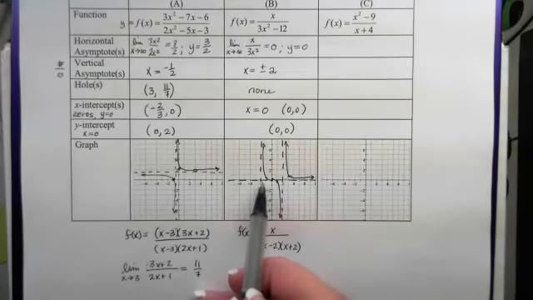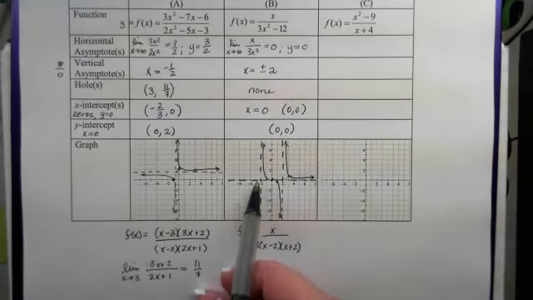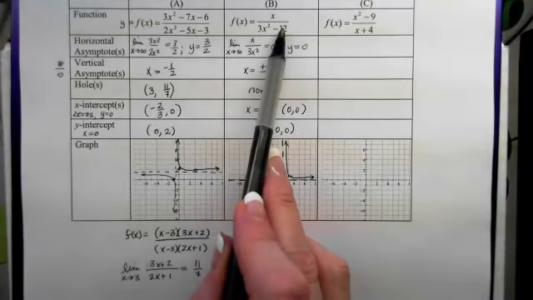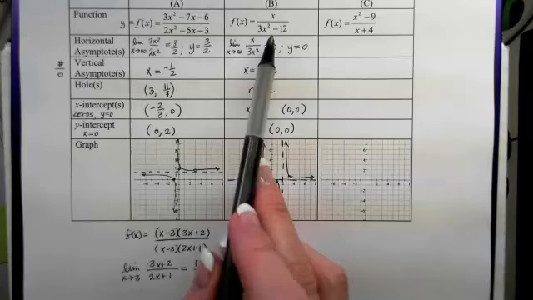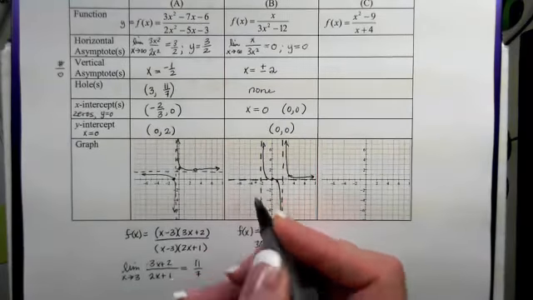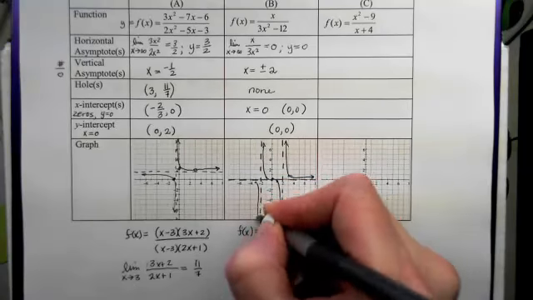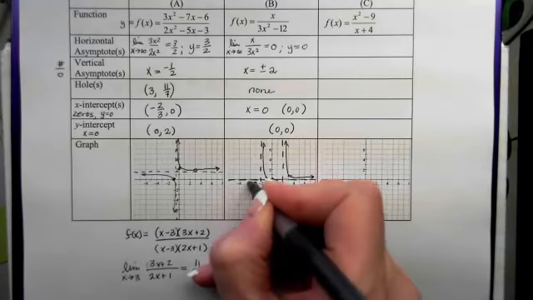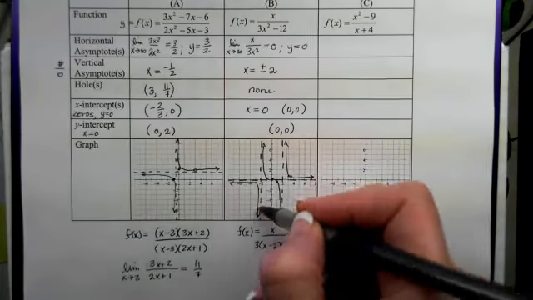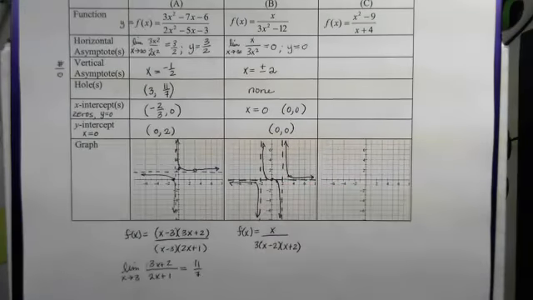If I do that same reasoning over here, plug in a -3, a -3 over a 27 minus 12, that's going to be a negative value that's got a pretty small magnitude. So again, same argument. I can't cross the x-axis again, so I'm stuck in the region that is delineated by these asymptotes.